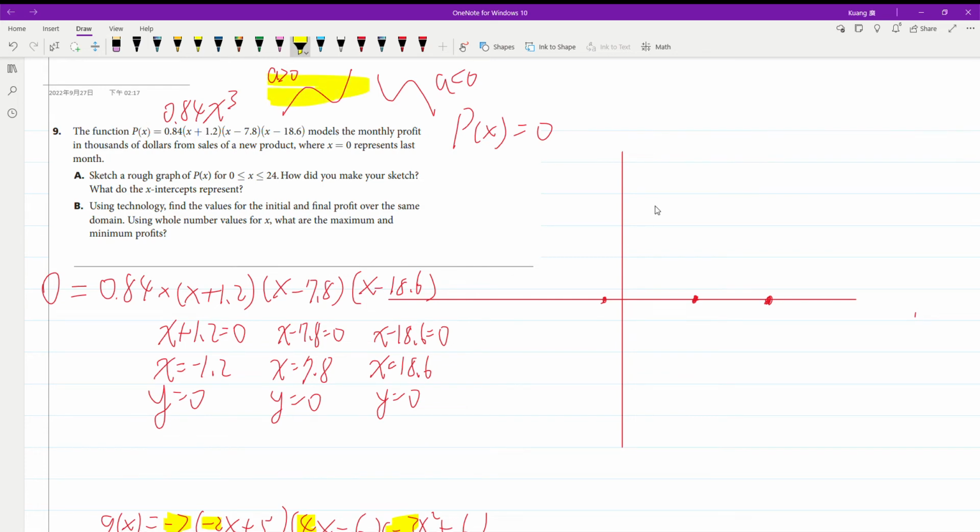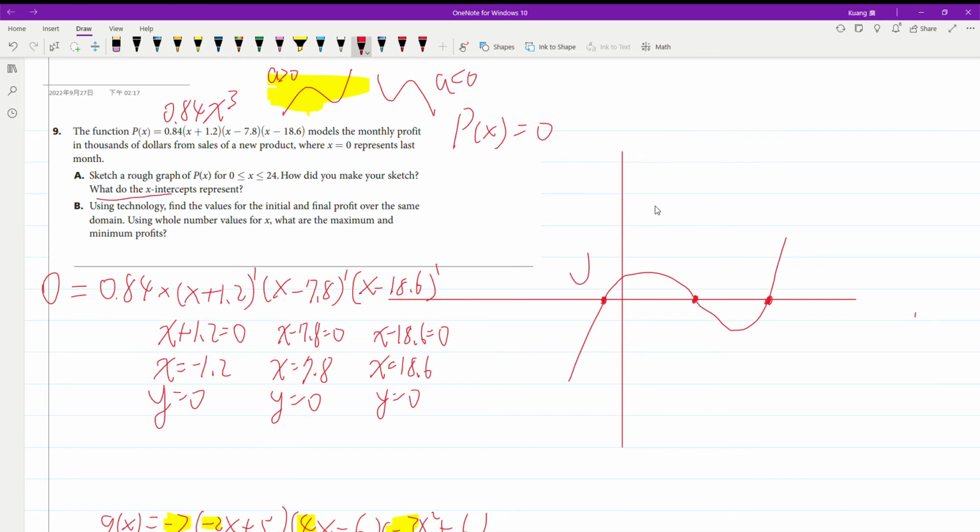So the graph looks like this. And there's no square, so all the powers are 1. So every x-intercept is a crossing: the graph will go straight through that point and will not bounce back. If you see a square, then it will bounce back. But here everything is to the power 1, so it will cross, cross, cross. So you put this graph here, and it might look like this. This is roughly how to draw the graph.